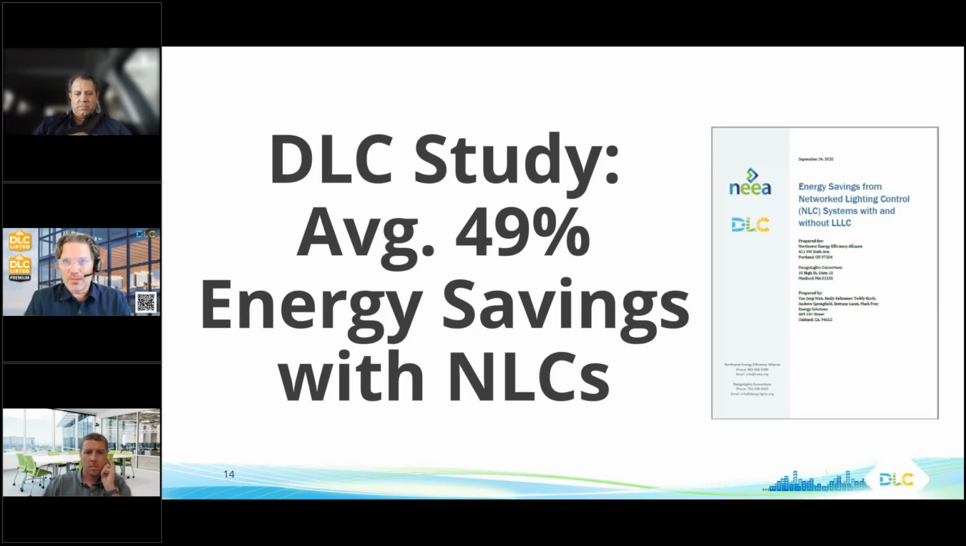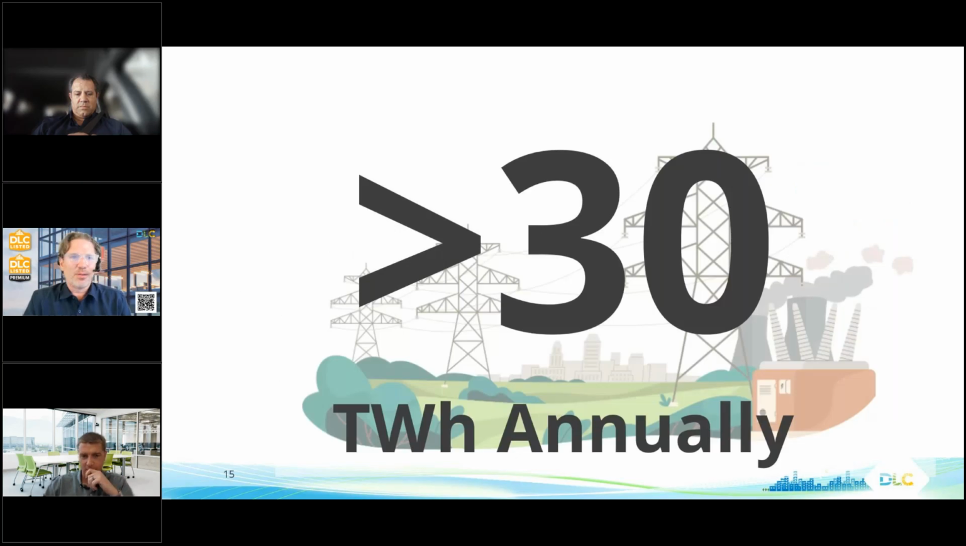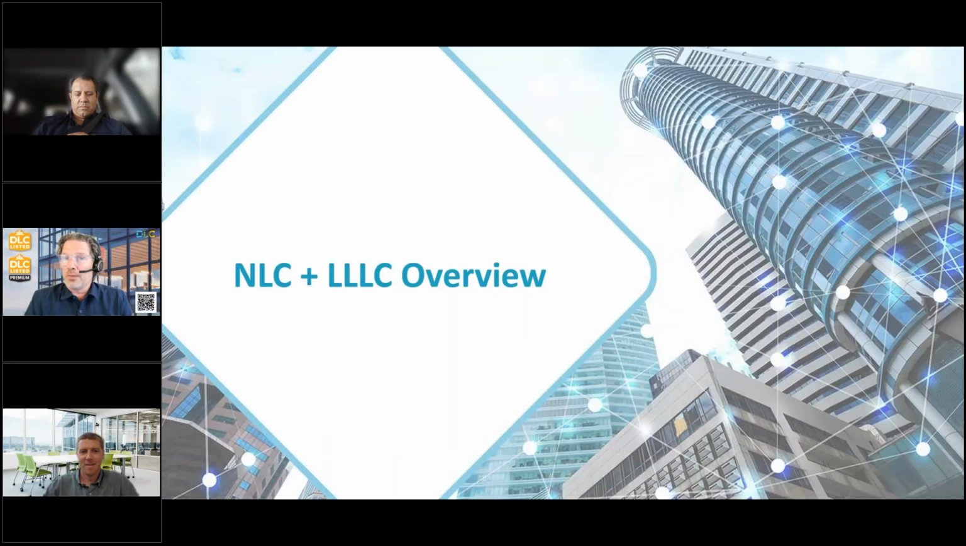So 30 terawatt hours is a lot of energy, and actually it's just under $4 billion worth of energy. So that's a huge amount of savings potential for this building type. So now we're going to go over some NLCs and LLCs, quick level setting here.